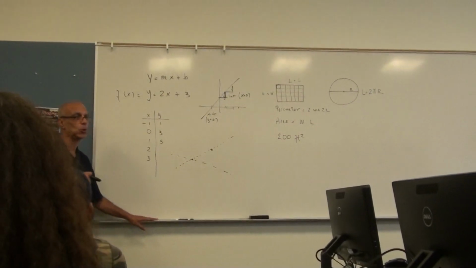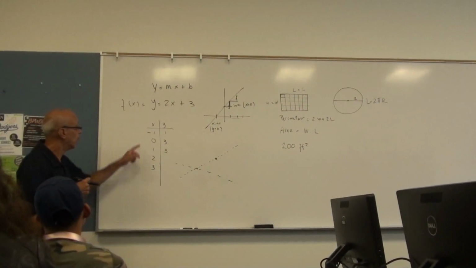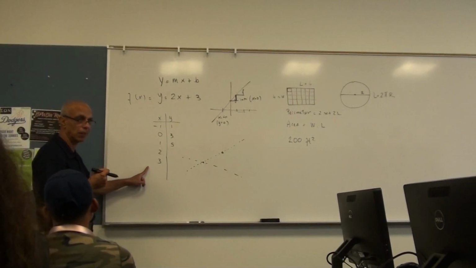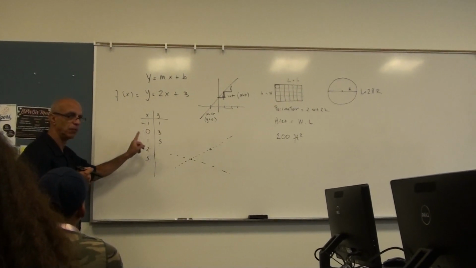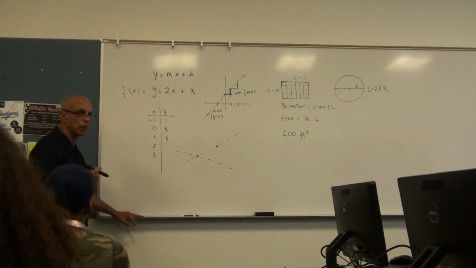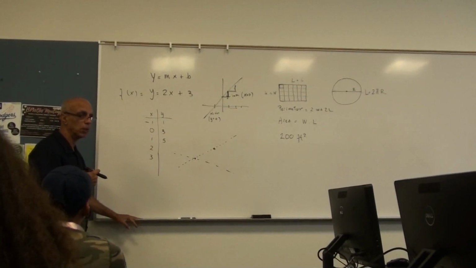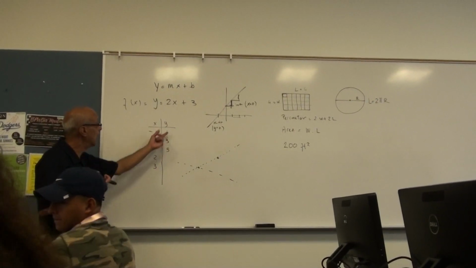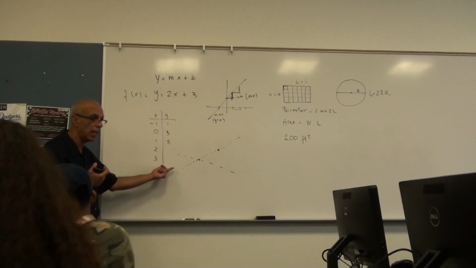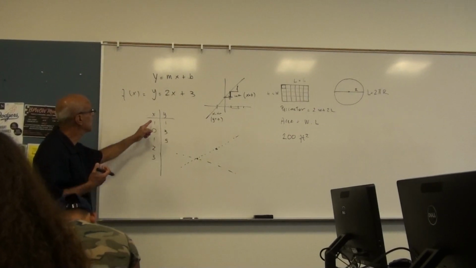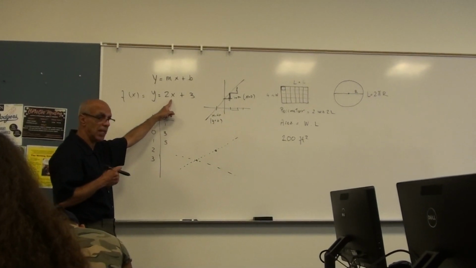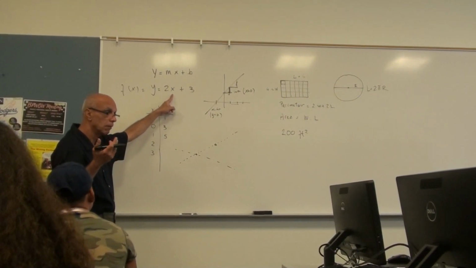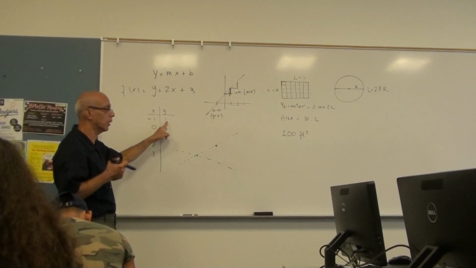So I need at least 2 points, right? But I put more here just to make sure, because sometimes we might make a mistake doing some calculations. We do need to do some calculations here. For each value of x, I need to calculate a value of y. In this case, when x is -1, 2 times -1 is -2, plus 3 is 1.